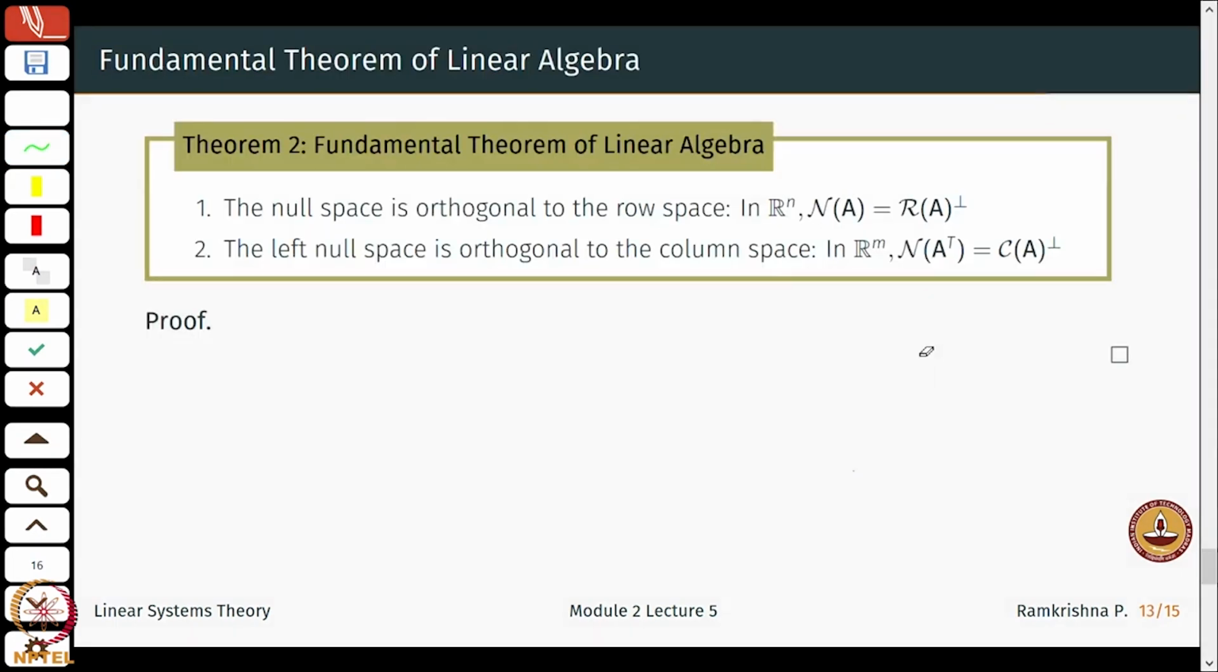Okay, so the last theorem that we will do in this module is something that relates the null space to the row space and the null space of A transpose to the column space. Okay, so first let us quickly see what this symbol is. So, this symbol is usually called the orthogonal complement.